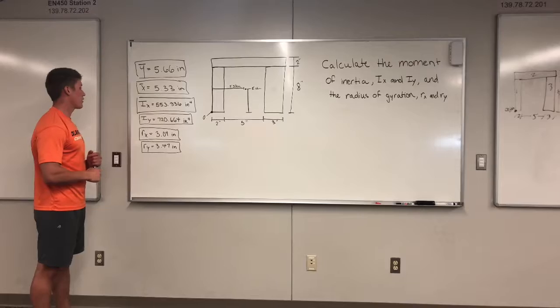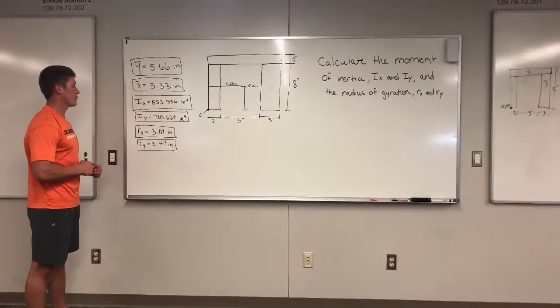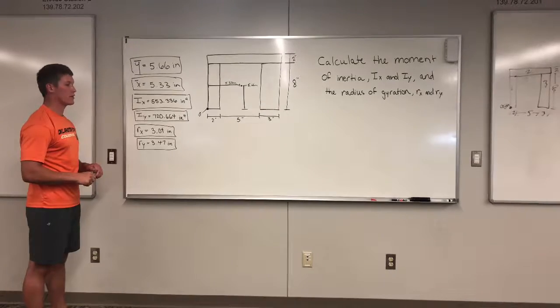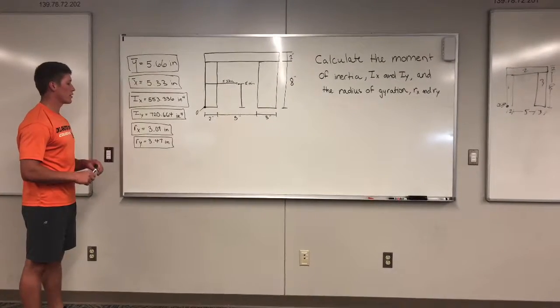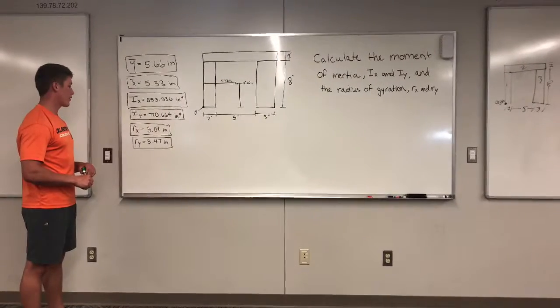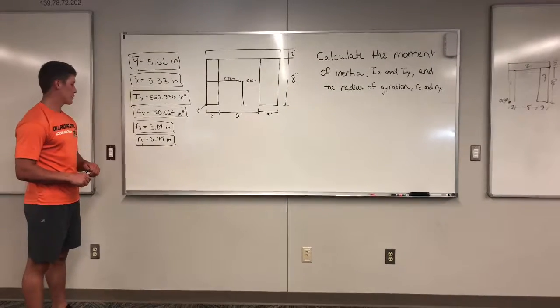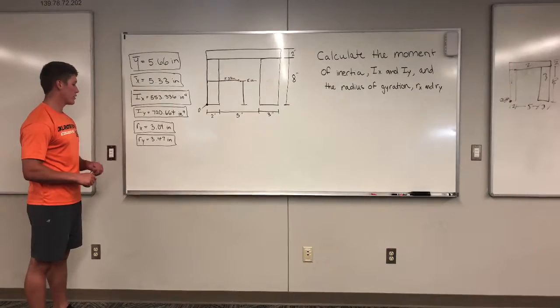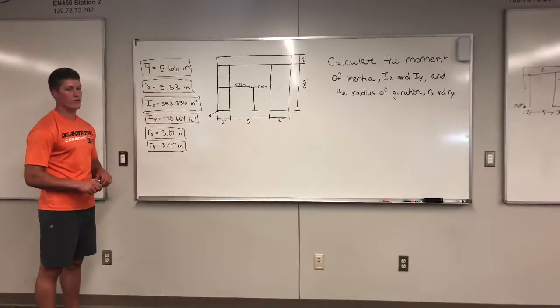Then we've got moment of inertia with Ix at 553.336 inches to the fourth. Iy is 720.664 inches to the fourth. And finally, we've got radius of gyration, Rx 3.04 inches, and Ry at 3.47 inches.